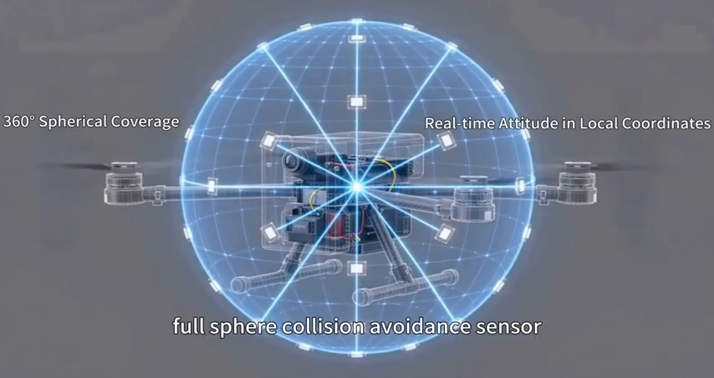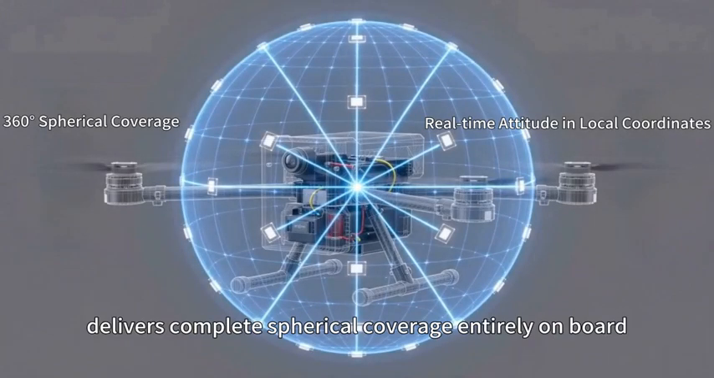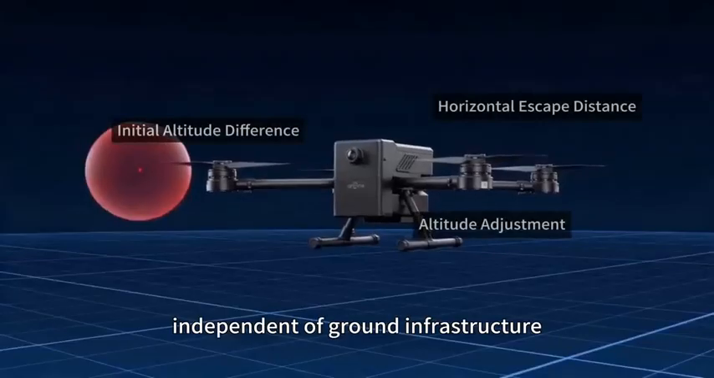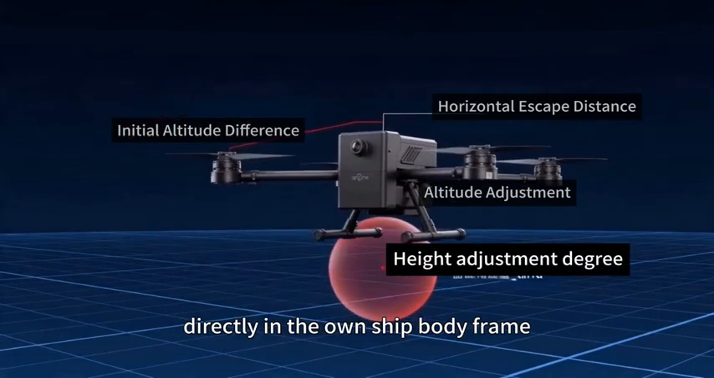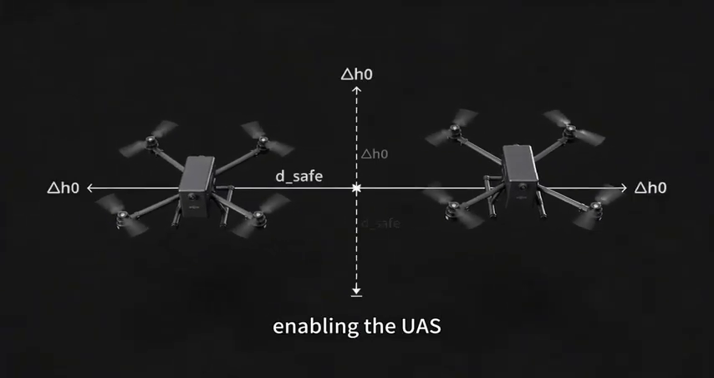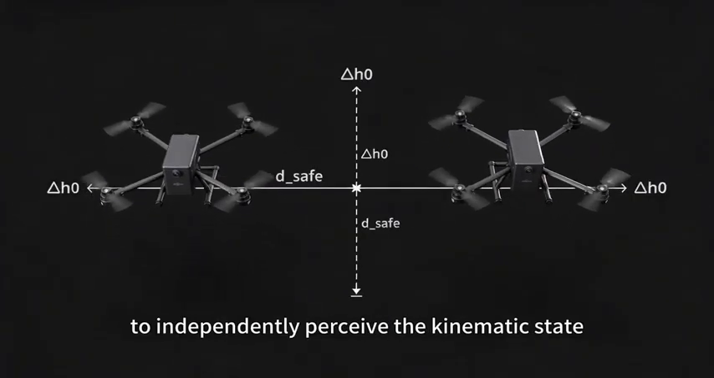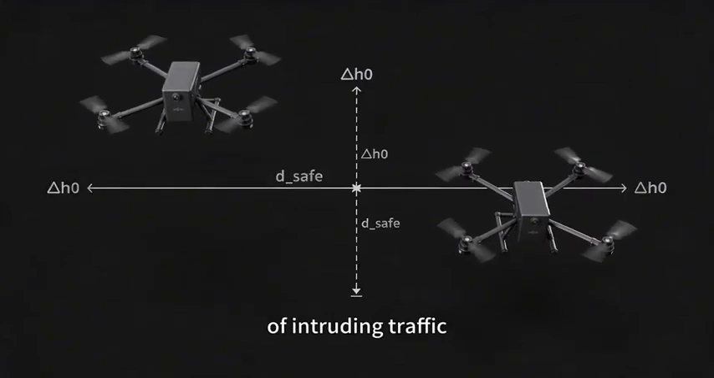ARCGine's proprietary full-sphere collision avoidance sensor delivers complete spherical coverage entirely on board. Independent of ground infrastructure, it constructs an omnidirectional traffic picture directly in the ownship body frame, enabling the UAS to independently perceive the kinematic state of intruding traffic.